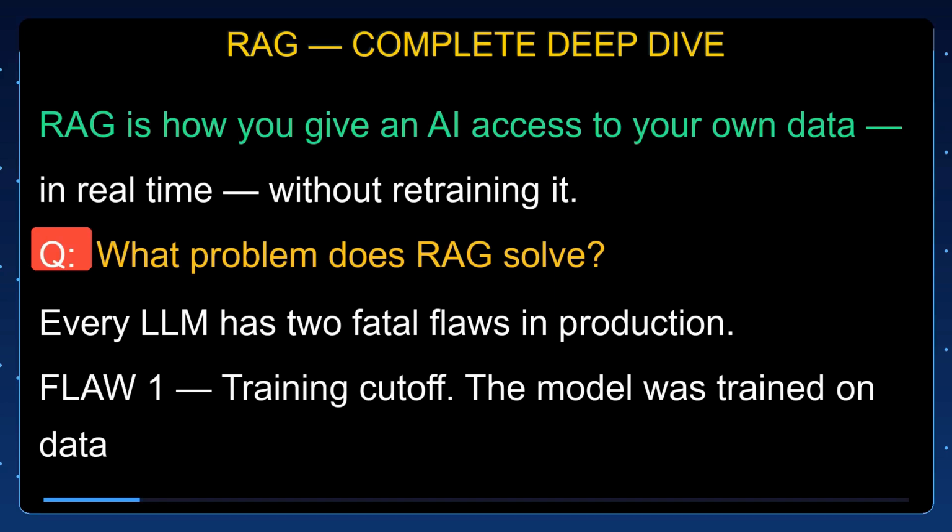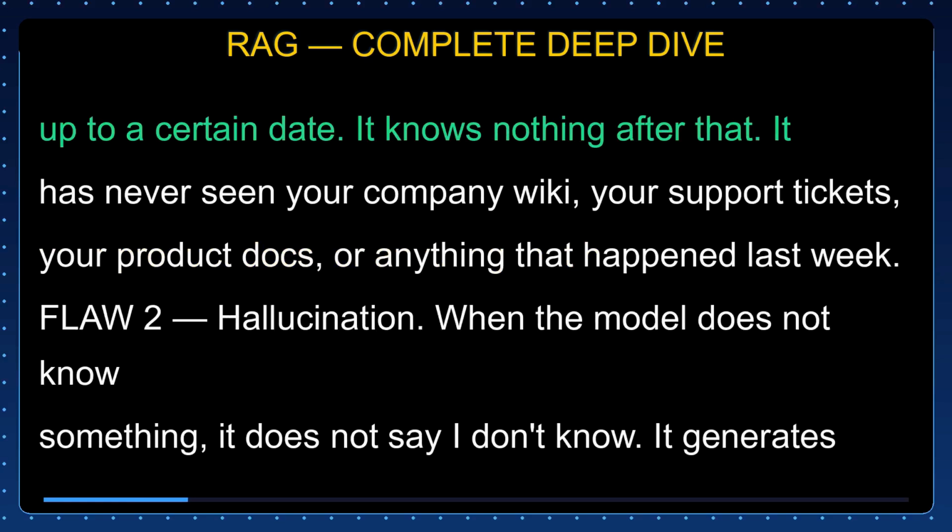Every LLM has two fatal flaws in production. Flaw 1. Training cutoff. The model was trained on data up to a certain date. It knows nothing after that. It has never seen your company wiki, your support tickets, your product docs, or anything that happened last week.